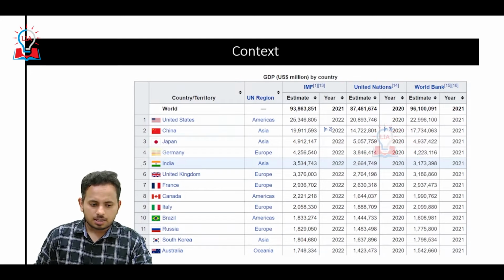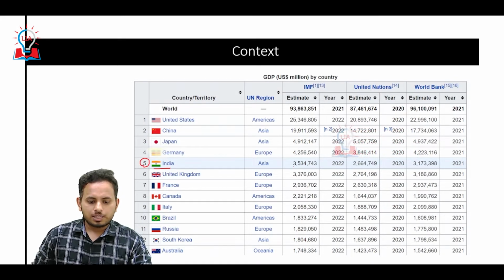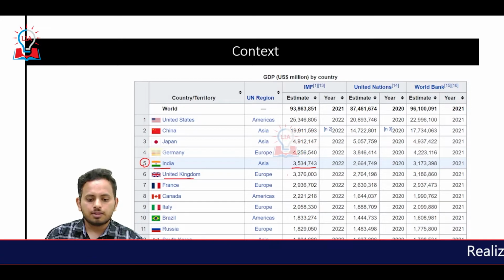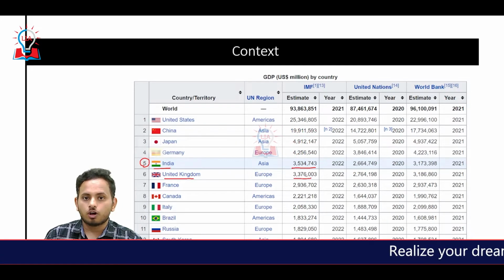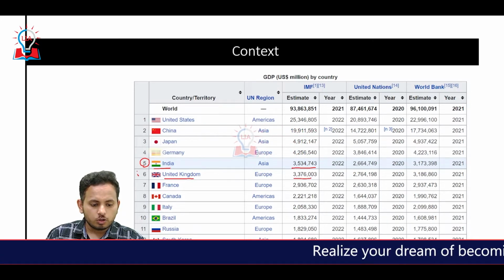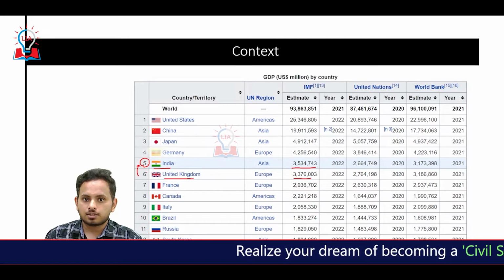Here you can see in the chart, in the fifth place we have India, which has been valued at $3.5 trillion. And we also have in the sixth place the United Kingdom, valued at $3.3 trillion. So here India overtook the UK to become the world's fifth largest economy.